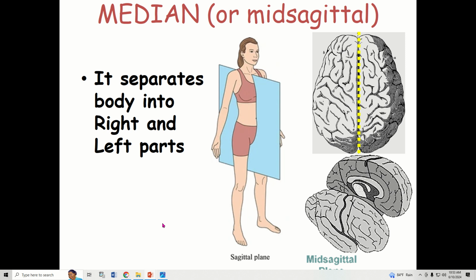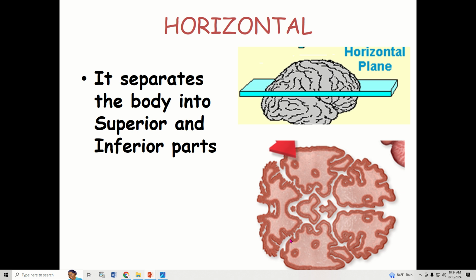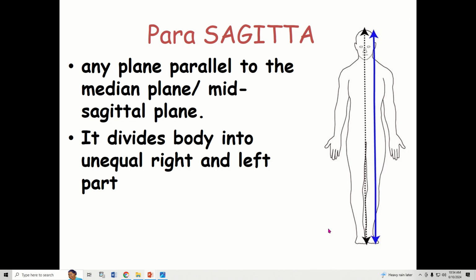This is median or mid-sagittal plane, or some books also call it the sagittal plane. It divides the body into right side and left side. After cutting, the brain looks like this. Horizontal plane. It separates the body into upper half and lower half, and see how the cut surface looks like. Parasagittal plane. Any plane parallel to the median plane or mid-sagittal plane divides the body into unequal right half and left half.